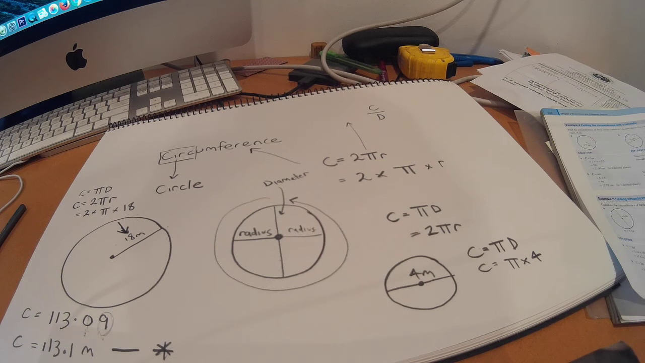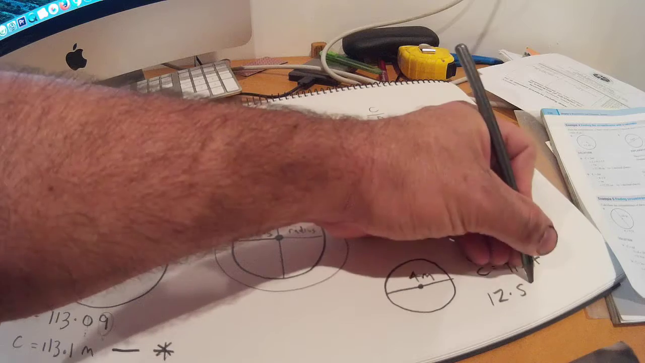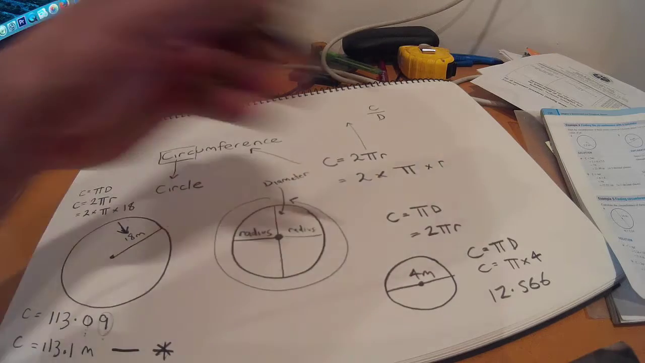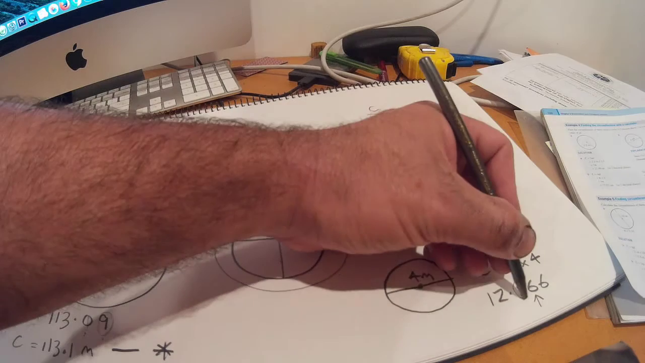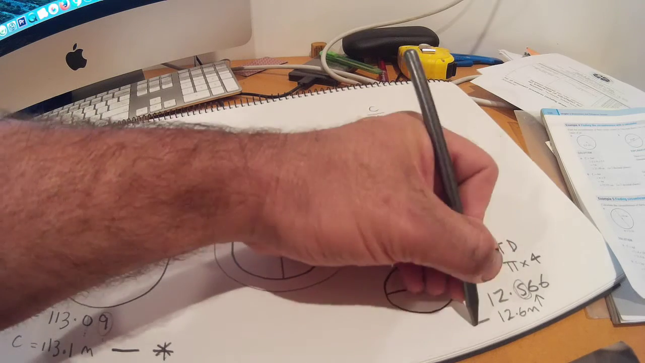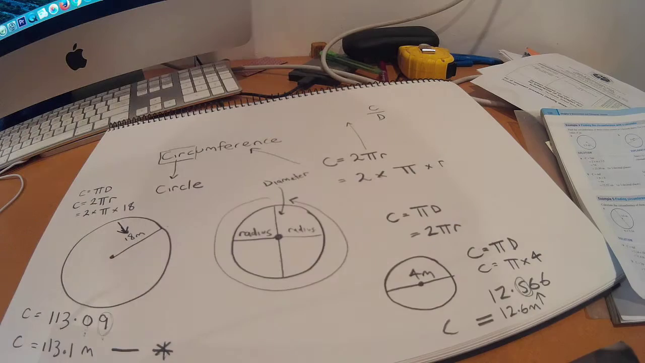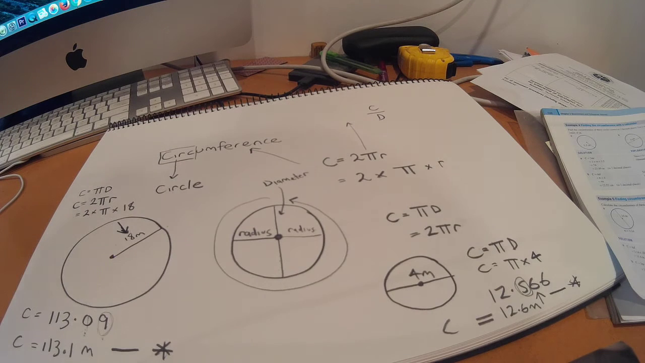4 times pi, let's jump on our trusty calculator here. 4 times pi equals 12.566. We're going to do it to one decimal place. This value is a 6, which means it's 5 or higher. So we're going to round our 5 up to a 6. So it's 12.6 meters. Okay, so C is equal to 12.6 meters. Pretty simple. Both answers to one decimal place.